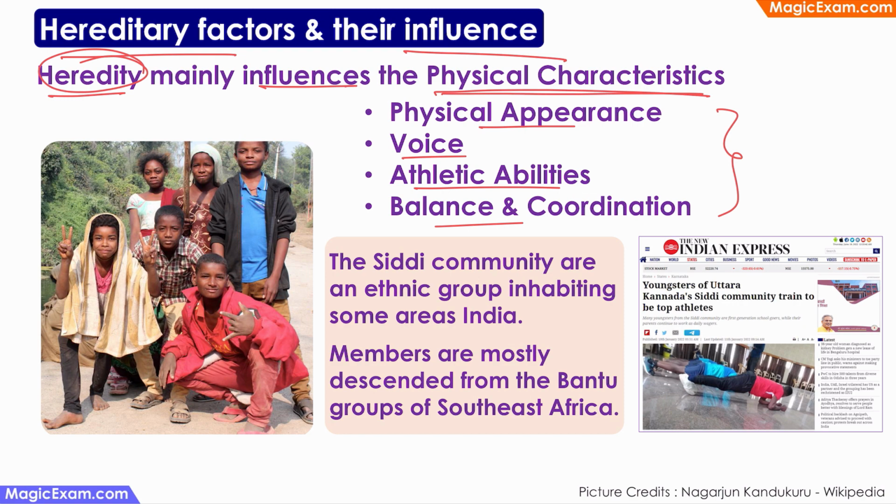Now, heredity is not the only factor that influences all these physical attributes, because as we discussed in the previous slide, when we talk about development, there are two factors, nature and nurture. So heredity is just nature. Even nurture, that is the kind of food, shelter, family environment, the kind of education, physical activity. So all such environmental factors also affect physical development or the physical characteristics of a person.